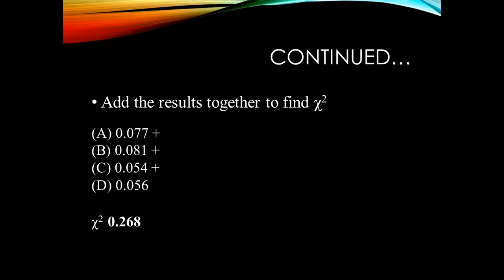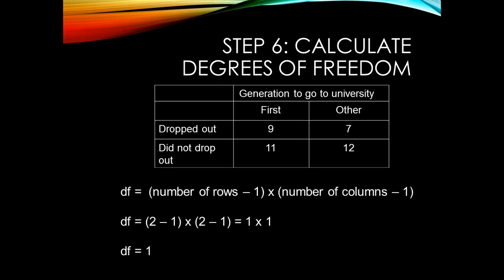So that is x squared. X squared equals 0.268. And now you jump for joy, run around the room, sing Hosanna, do whatever it is you feel like doing, because we have found that number. And you thought maths was hard.